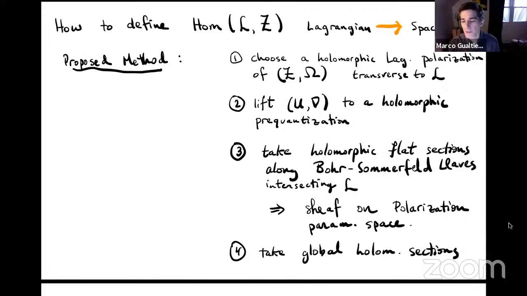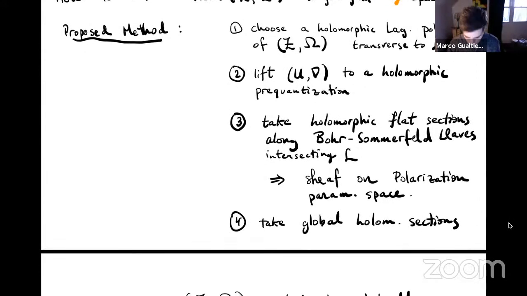For example, if you were working on a compact hyperkähler manifold with a holomorphic symplectic structure, you would never be able to pre-quantize it in the traditional sense. You would never be able to find a holomorphic line bundle with holomorphic connection whose curvature is that holomorphic symplectic form. Nevertheless, in all of the examples that seem to work, this is possible. The next step is to take holomorphic flat sections of this holomorphic prequantization along the polarization leaves. And this brings in this Bohr-Sommerfeld condition, except that it does so in the holomorphic category. So what that means is that it makes sense to do a push forward of the holomorphic flat sections along the leaves. And what you'd get is a coherent sheaf on whatever the parameter space is for your polarization.